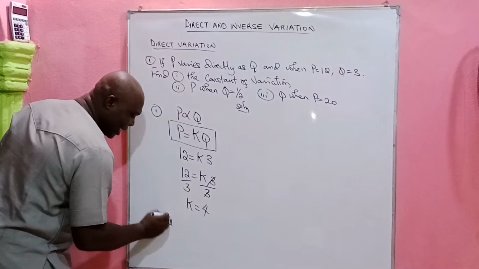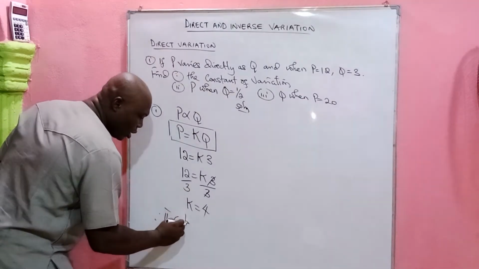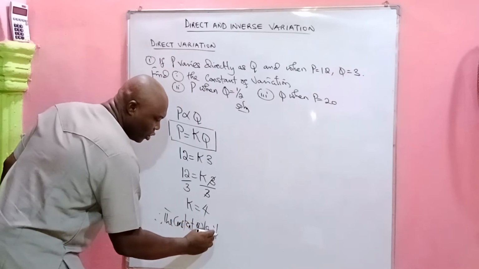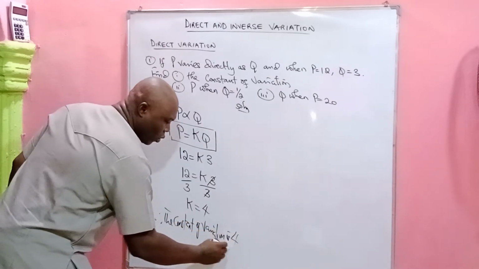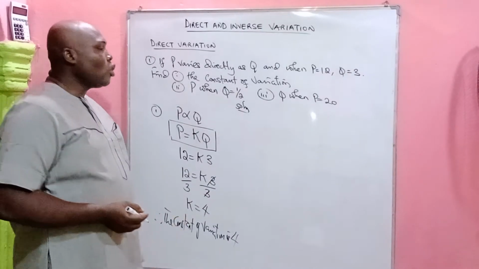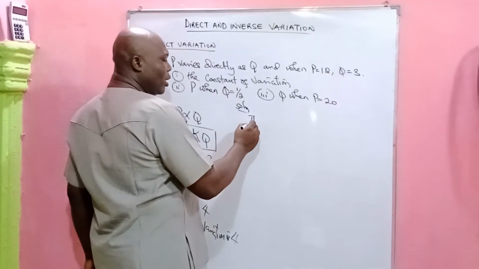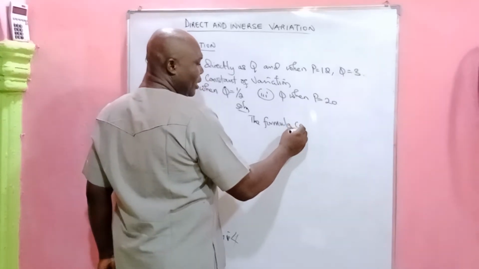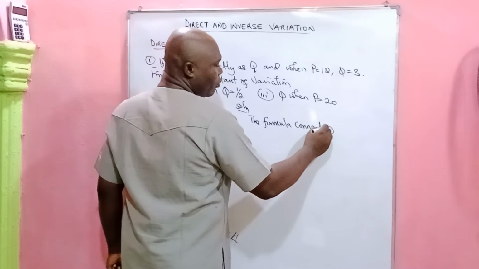Therefore, the constant of variation equals 4. So that's our constant of variation, which is 4. So we need now to know the formula connecting them, the formula connecting P and Q.